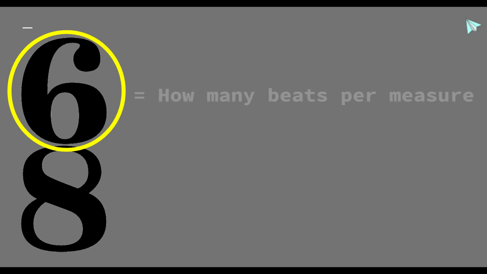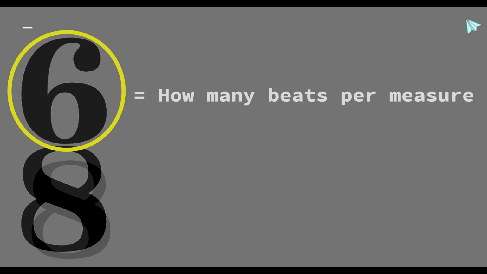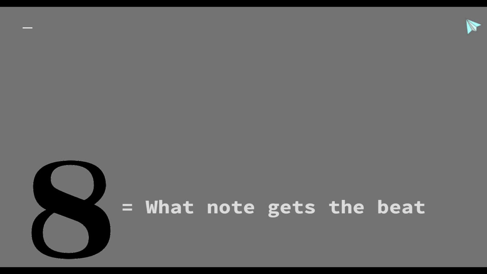Remember when we had our lesson on time signatures, we discussed that the top number and the bottom number both have different jobs. In this particular example, the top number is a 6. That tells us how many beats are in every measure. The bottom number has a different story altogether. It tells us what note gets the beat.